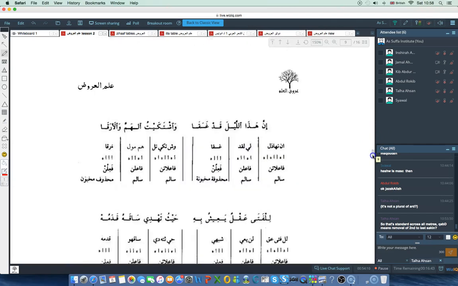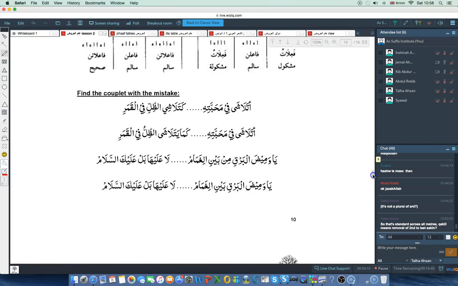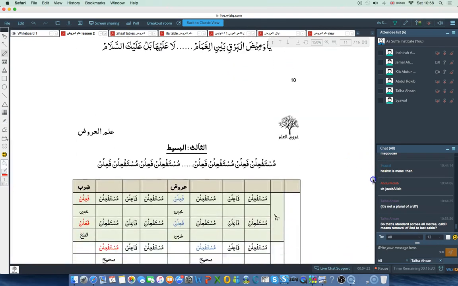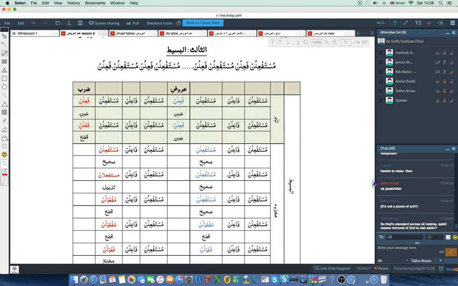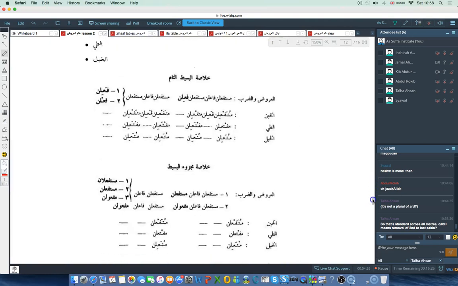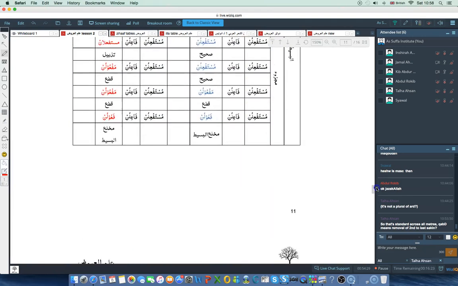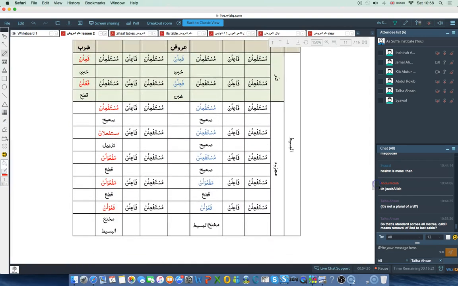Again, have a go at these ones. Try to figure them out, and then you can try this. Find the couplet with the mistake. Again, as I said in the first one, 1, 2, 1, 2. One of them is correct, one of them is wrong. You have to spot which one is right, which one's wrong. Okay, the other one we'll do for next week, inshallah. So this one, basit. I wanted to do it today, but I just didn't get a chance. So inshallah, I'll leave this for next lesson, inshallah.